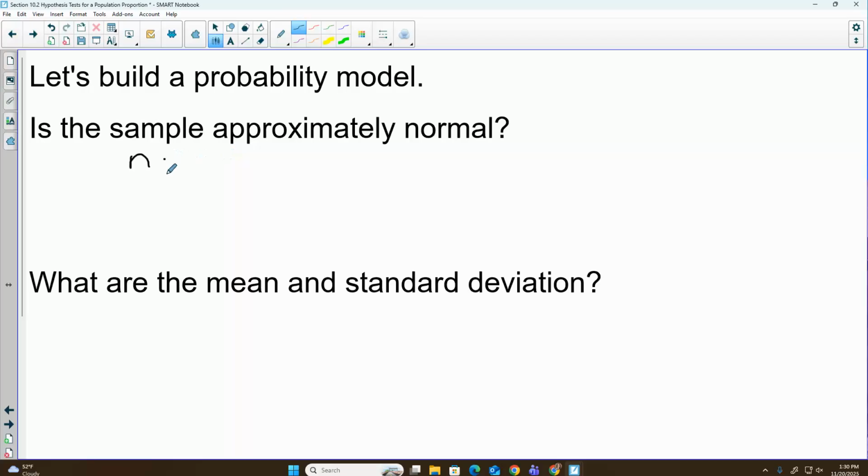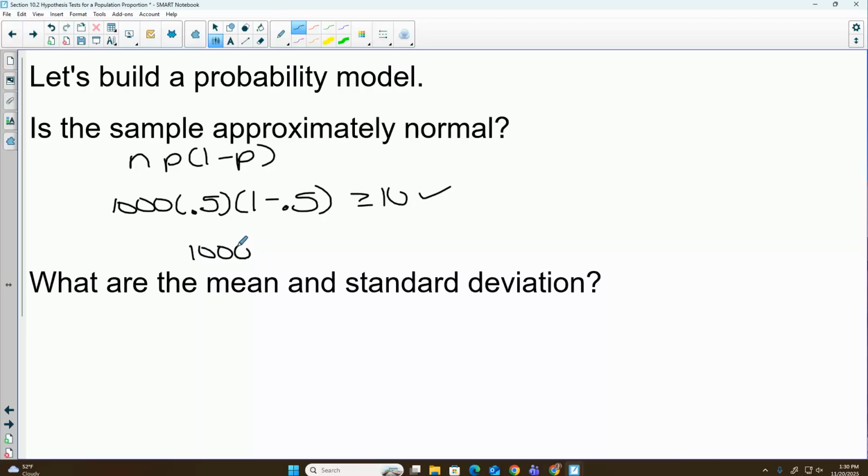So we have to check our n times p times 1 minus p. My n was 1,000. My p, that's the p from our null hypothesis, so that's 0.5. 1 minus 0.5. And that's 250. So that's most definitely greater than 10. Would 1,000 be less than 5% of the total population? Yeah. So it's normal, it's independent.